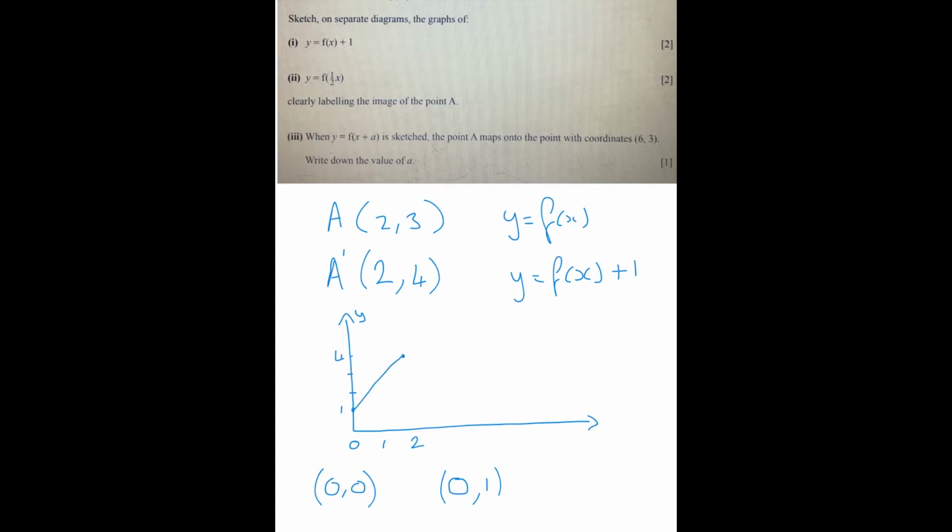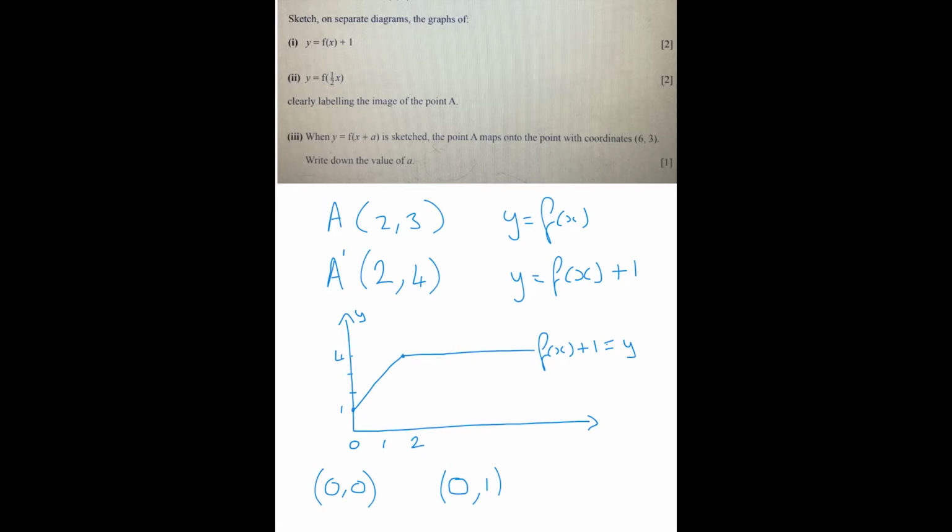It is simply a sketch. That's what you've been asked for. f of x plus 1 is equal to y for that curve. So what was the point (0, 0) becomes the point (0, 1), and what was the point (2, 3) has now become the point (2, 4).